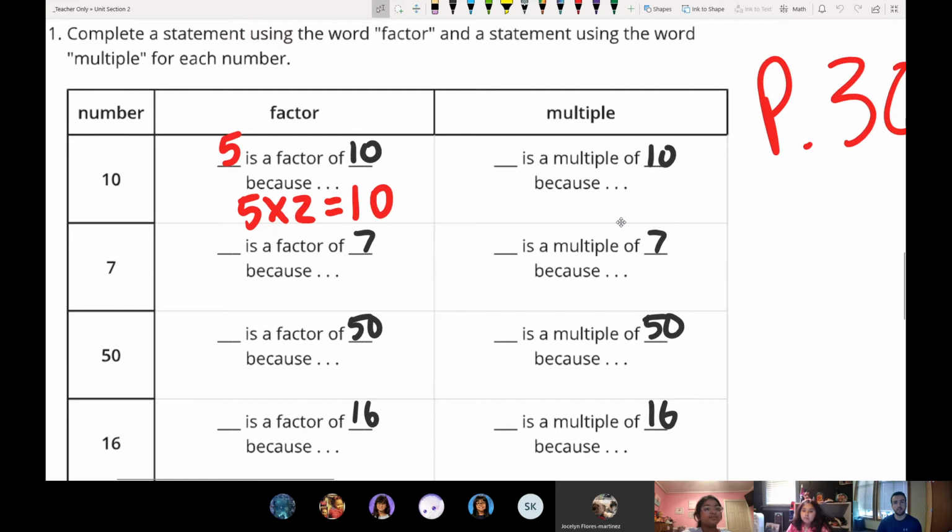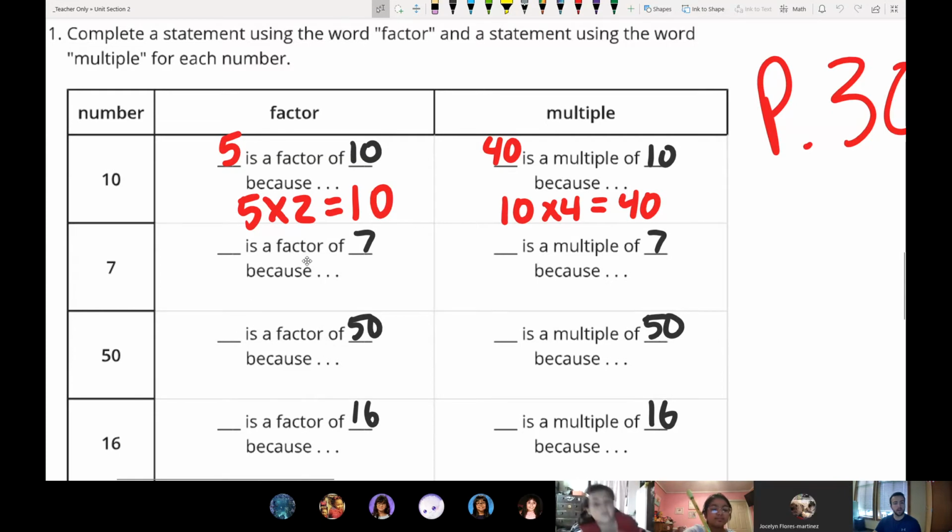Now we're going to go over to multiple on the right side and think, okay, what is a multiple of 10? Well, if I were to skip count by 10, what are some numbers I could land on? I could skip count by 10 and land on 20. I could land on 30. I could land on 40, and so on. So I'm going to say 40 is a multiple of 10 because when I skip count by 10 4 times, or 10 times 4, I get 40. Does that make sense on what you're supposed to do? Okay, so in your workbook, I want you to start filling some of these out, okay?